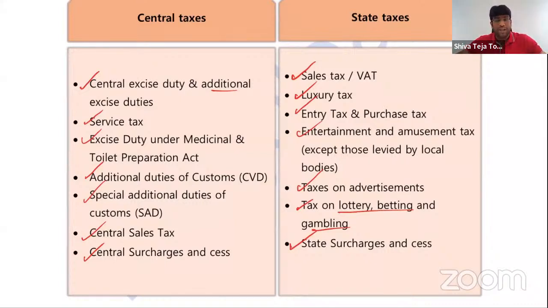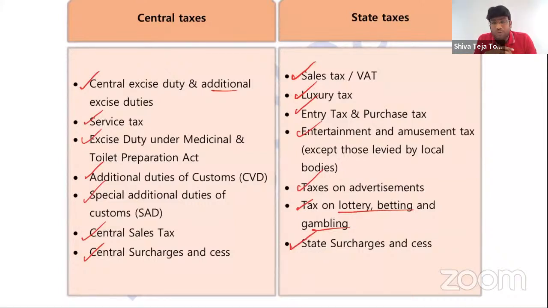Very good. So, friends, what are the central level taxes subsumed under GST? Excise duty, service tax, and central sales tax. Multiple taxes were subsumed under GST. State level: state VAT, luxury tax, entertainment tax, purchase tax, advertisement tax, betting, gambling, lottery, state surcharge and cess. Multiple taxes have been subsumed under GST to make it one nation, one tax.